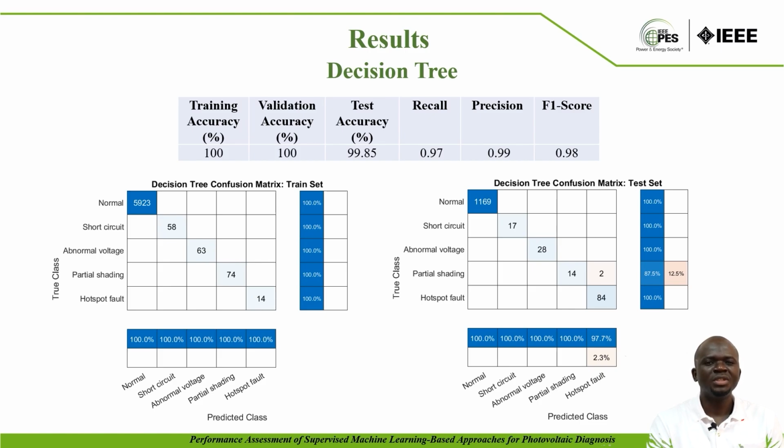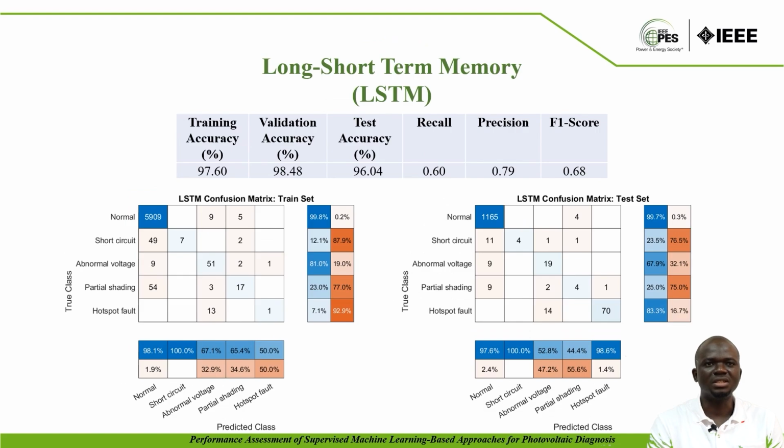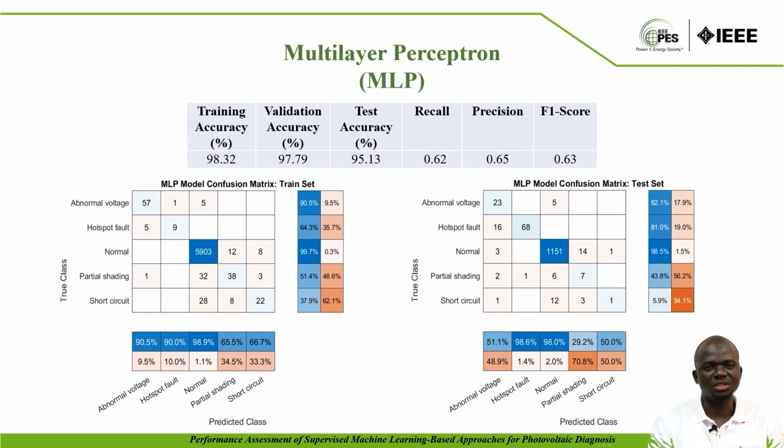So the decision tree confusion matrix for this test set will be the basis by which we judged the performance of each of these machine learning models. It can be seen that the decision tree performed very well in correctly classifying the anomalies that existed within these data sets. The same can be said for LSTM, which is the long short-term memory, having a test accuracy of 96.04%. So it can be seen that although the LSTM performed quite well, it had a hard time correctly classifying these anomalies within the data set of the solar PV.